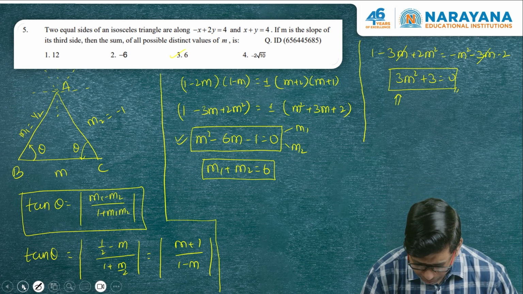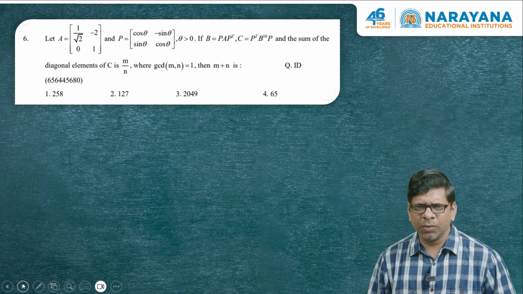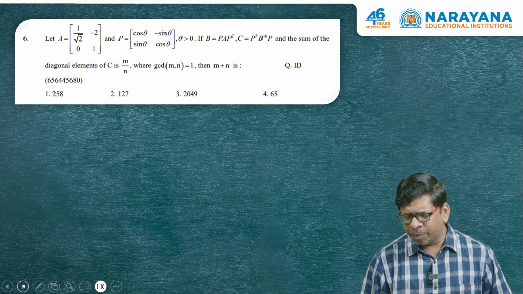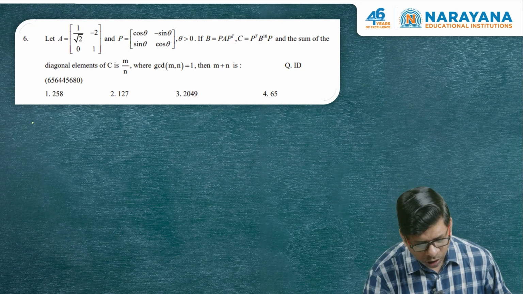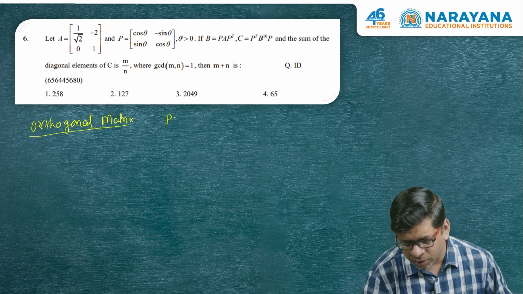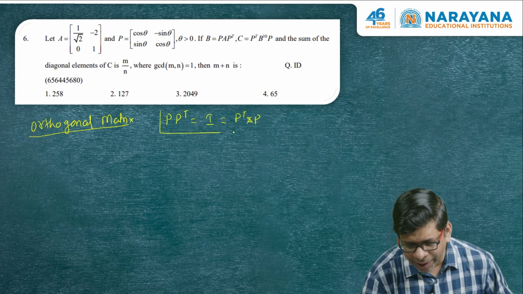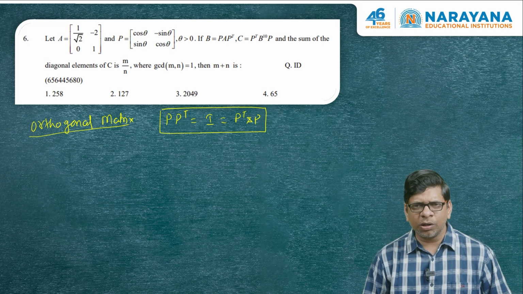Okay, next question. Very simple question from matrix, regular model questions. The matrix P which they have given, cos theta minus sin theta cos theta, which is an orthogonal matrix. This is the standard orthogonal matrix of order 2 cross 2. And what is the property of orthogonal matrix? The matrix multiplied with its transpose in any order is identity matrix. So P into P transpose equals to P transpose into P equals to I.